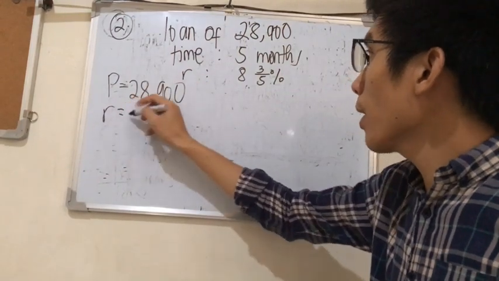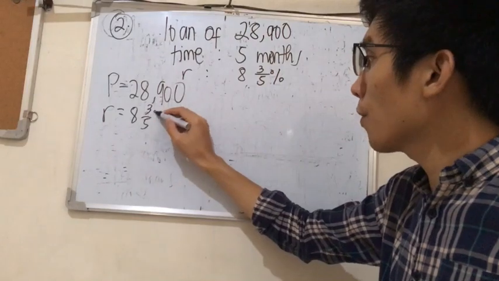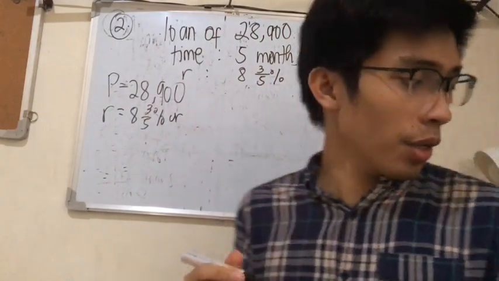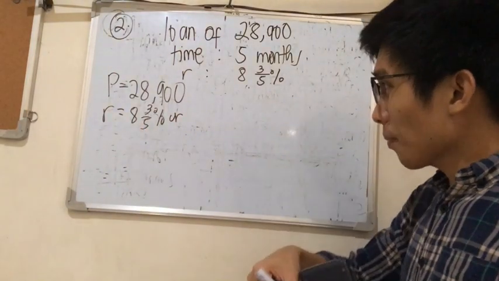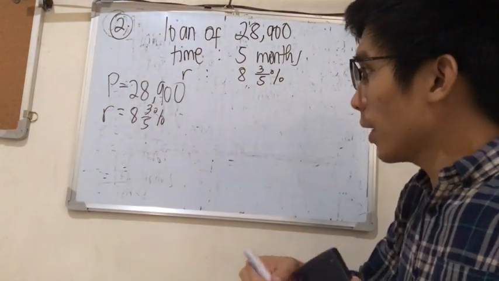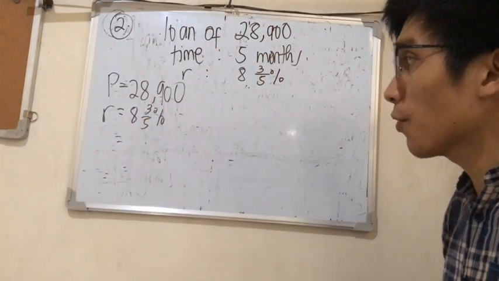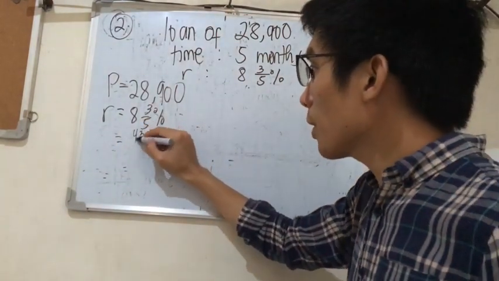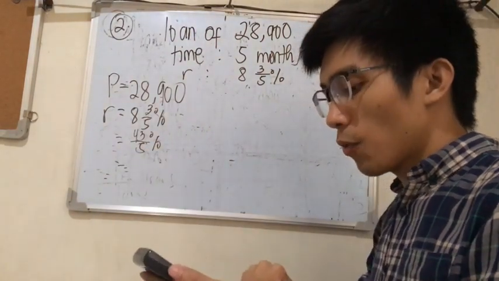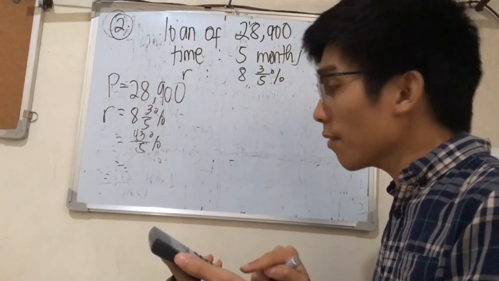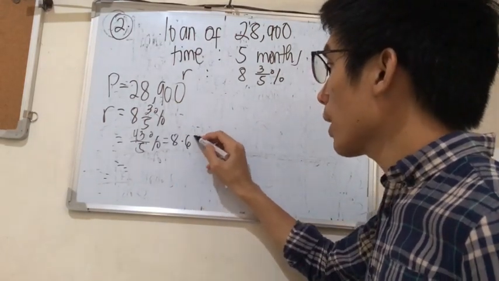What is my R? My R here is 8 3/5%, and you have to convert that into decimal form. So, denominator multiplied by the whole number: 5 times 8 is 40, plus 3, that is 43 over 5%. Then you have to divide: 43 divided by 5 is 8.6, that is 8.6%.